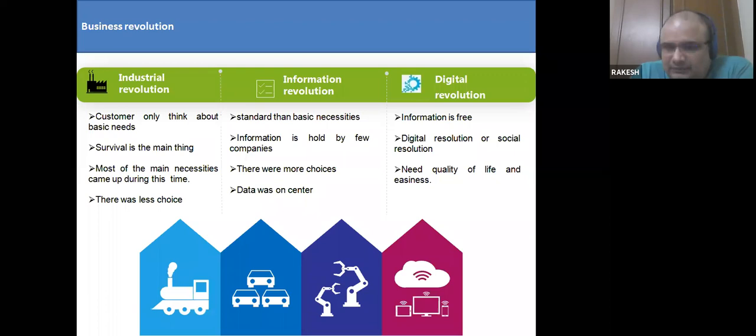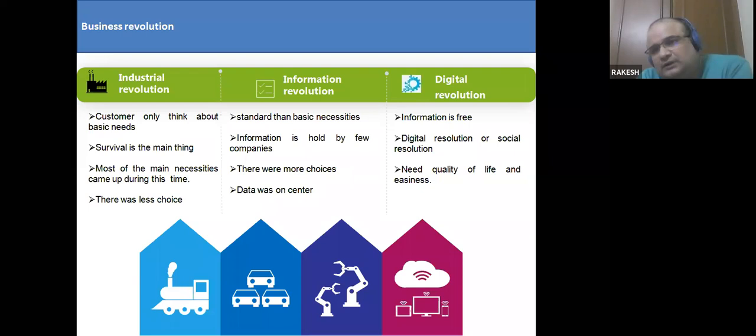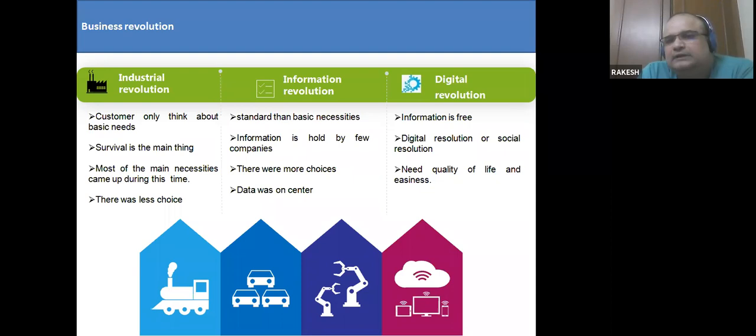In the digital age, people's mentality has changed. They are not only thinking about the basic needs. They want easiness. They want quality. They want everything to be easy. I don't want to go to a shop and buy something; I want an easy buy, like Amazon or a mobile shop. So we are thinking about easy things. That actually has a lot of advantages also.